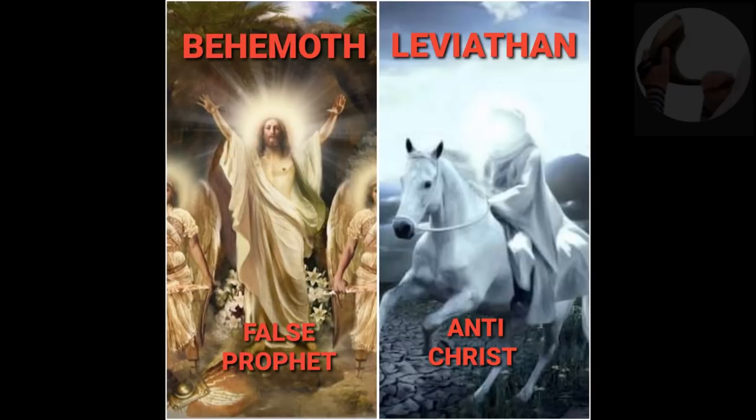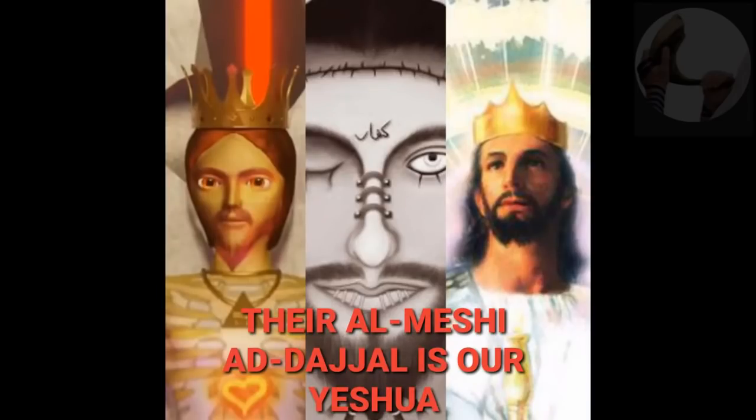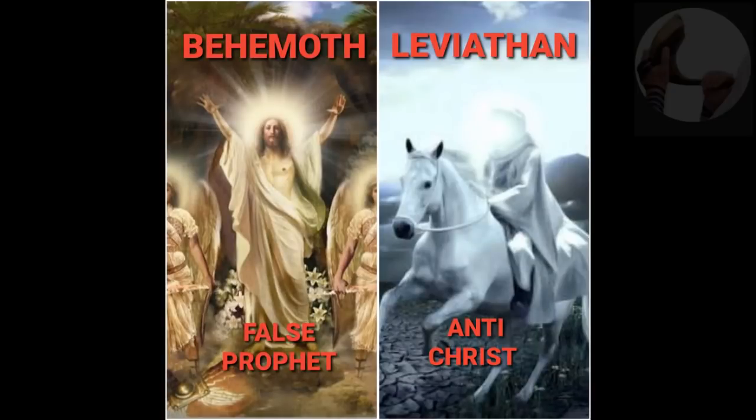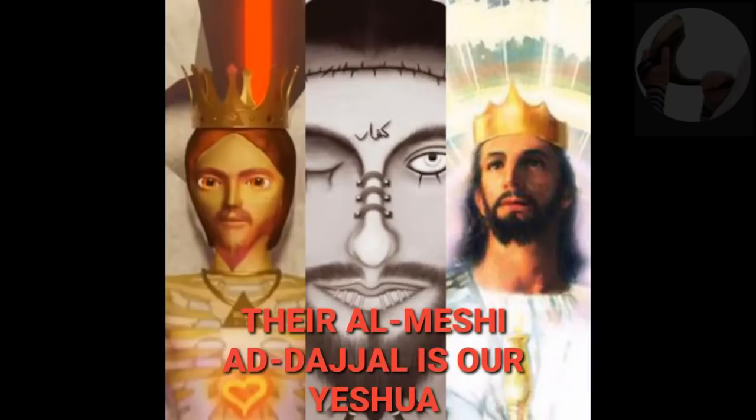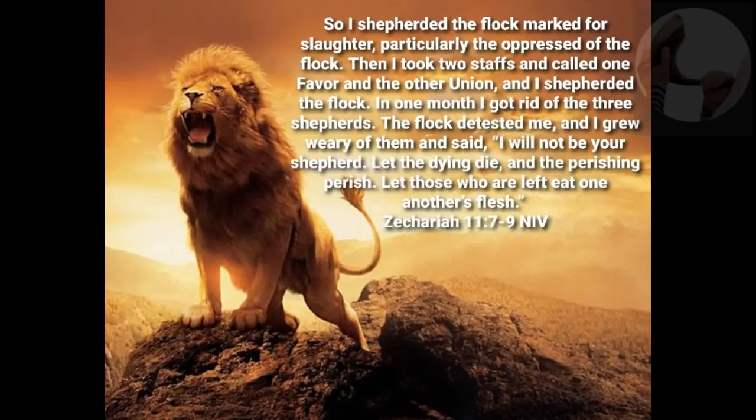And they will turn to the false prophet, Isa, Behemoth, and the Antichrist, Leviathan. Isa and the Mahdi. And they will label our Yeshua Al-Masih At-Dajjal. So, this is what Yeshua will say to them.